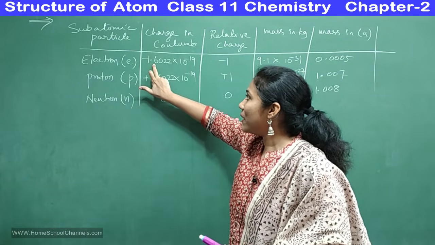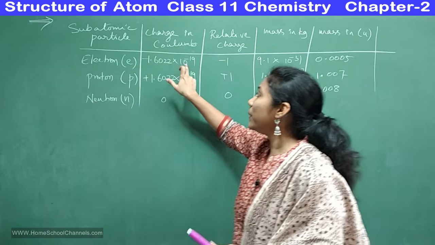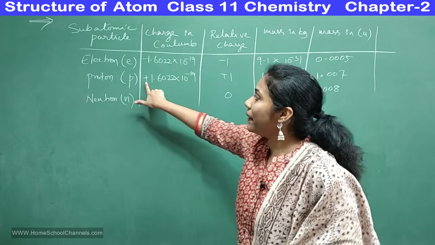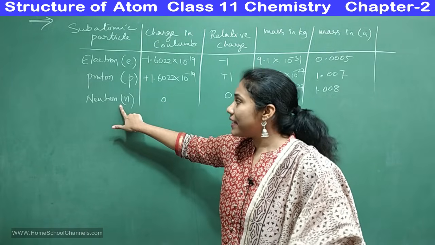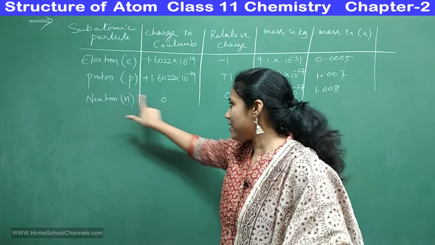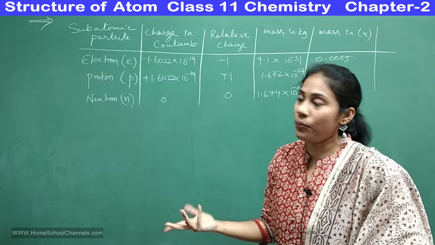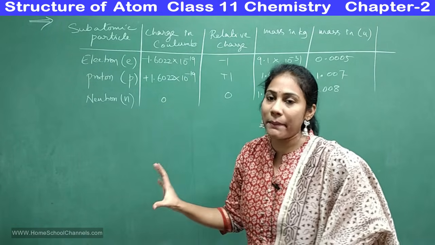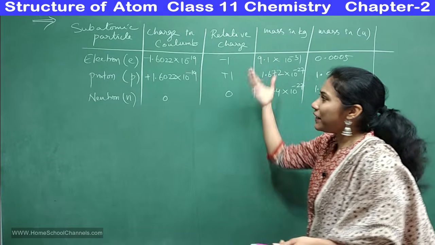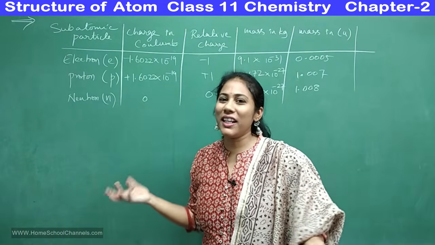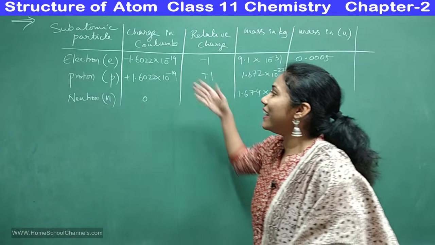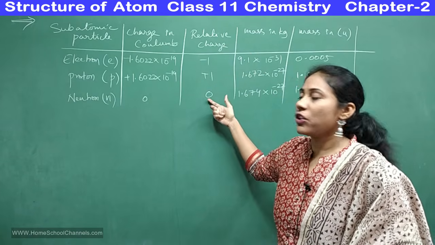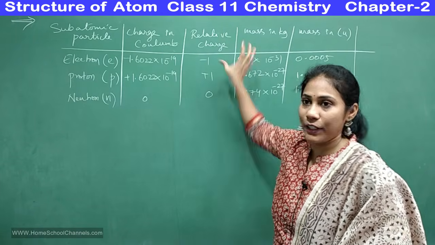It is minus 1.6022 into 10 power minus 19. The charge of a proton is the same value but with a positive sign. And as I told you, neutrons are chargeless. You have to take its charge as 0. So this is the charge in coulombs. These values are important to remember, right? And then the relative charge. Just for our convenience, we can also say that the electron's charge is -1, the proton's charge is +1, and the neutron's charge is 0. This is the relative charge.